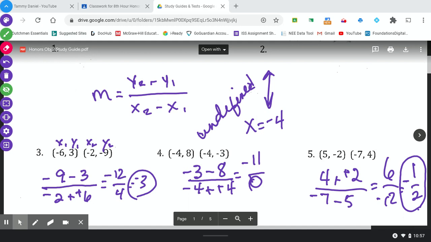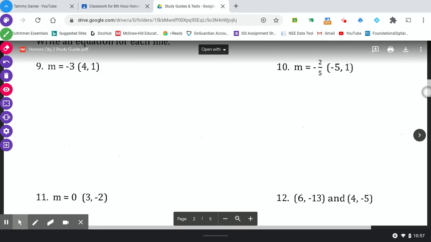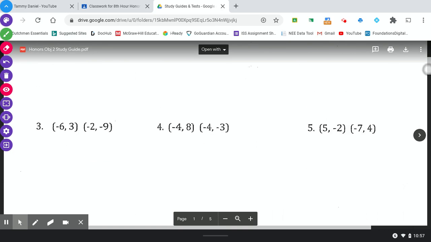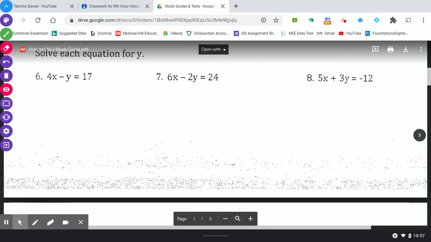Okay, very good. Let's clear this out and slide up to the next set of numbers. Whoa, that was quick. There we go. You're probably dizzy by now. So this one, they want you to solve the equation for y. So you have to get y by itself.